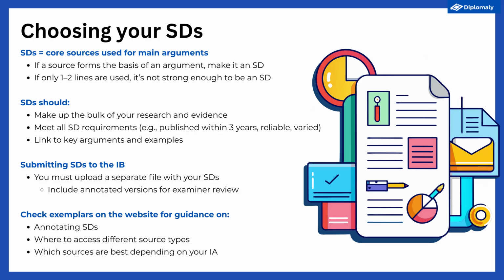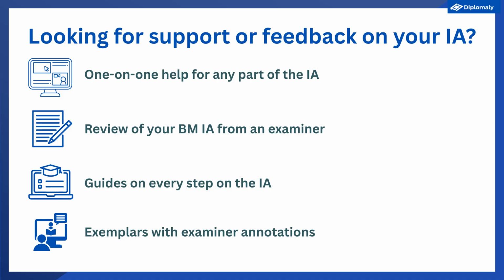Exemplars on how to do this are available on our Diplomaly website, alongside more information on the various types of sources you can think about using and how to use them in your IA. In the final video, we will look at best practices for writing the IA. On our website, you can also see more specifics on everything we have discussed in this video series, as well as full-length Level 7 exemplar IAs with examiner annotations to help you understand why these IAs have scored well.